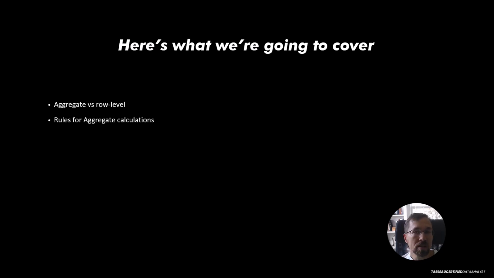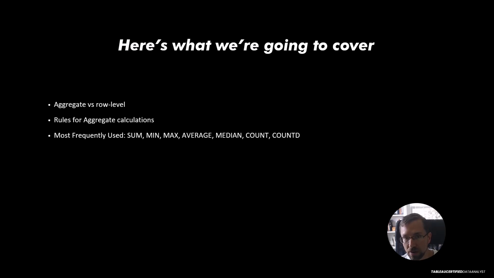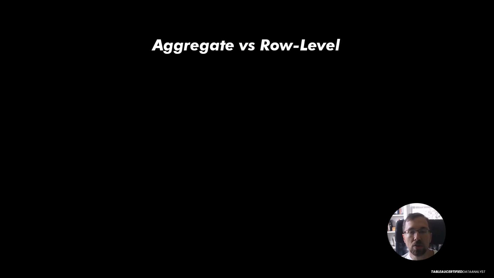Then we'll talk about some rules for aggregate calculations so that you don't get error messages when you're trying to do those. And then we'll look at the most frequently used aggregate calculations: sum, min, max, average, median, count, and count distinct. And then finally, we'll do a demo. So here is the aggregate versus row level. What's the difference between these two?